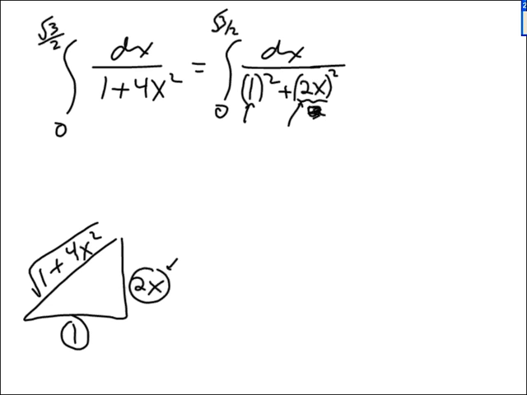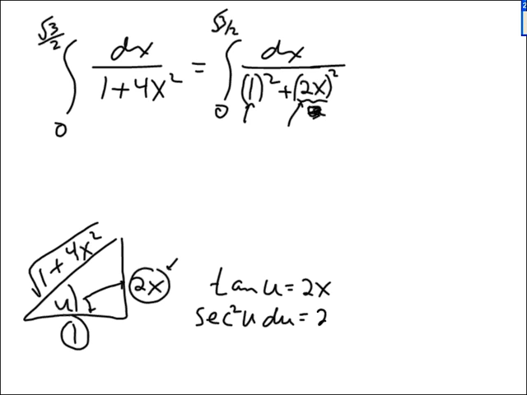And if I call this angle right here u, I want to divide the two simplest sides. I want to divide the opposite over the adjacent. The tangent of u is 2x, which tells me, differentiating both sides, or taking a differential of both sides, secant squared u times du. Just don't say over dx. This is equal to 2, but do say the dx here.